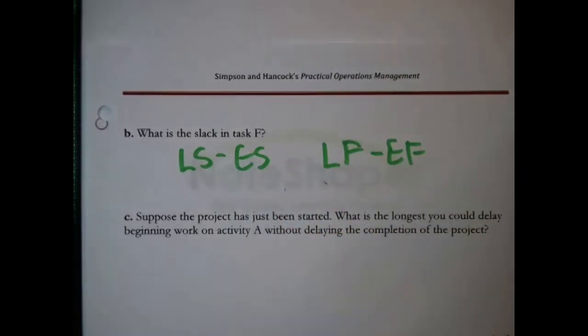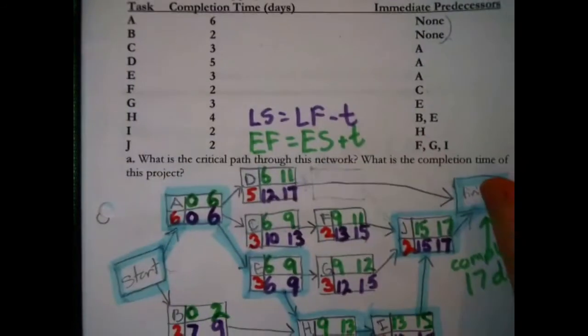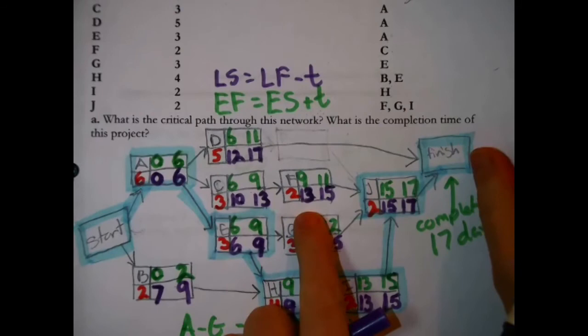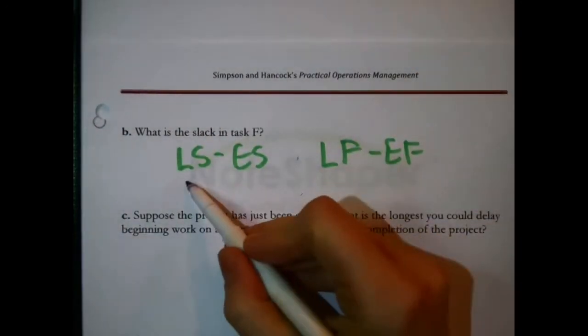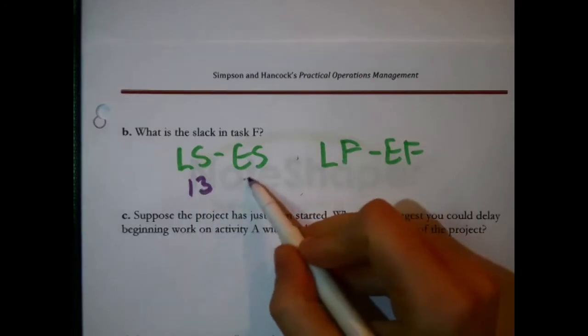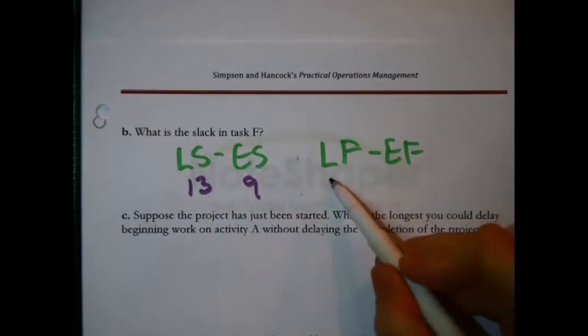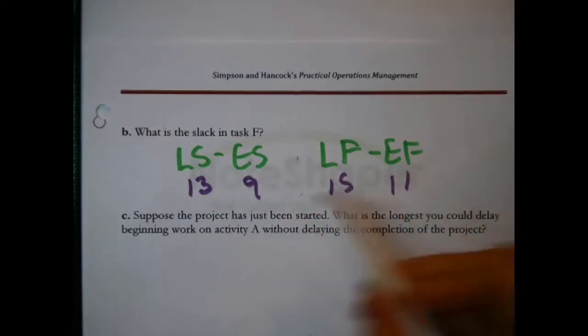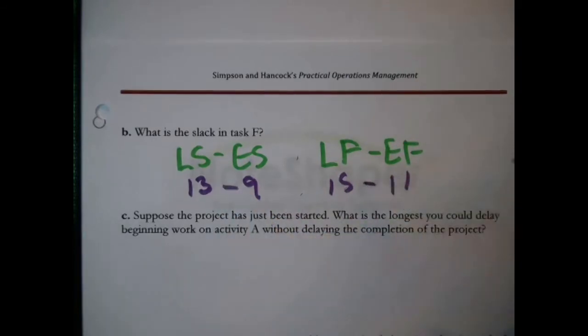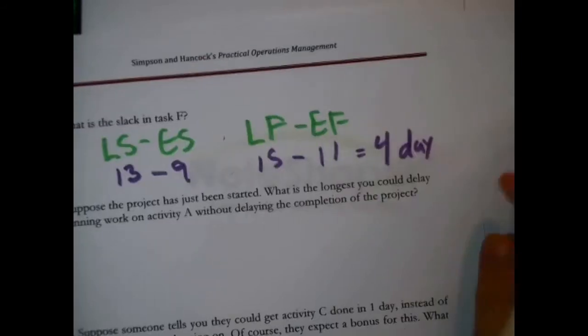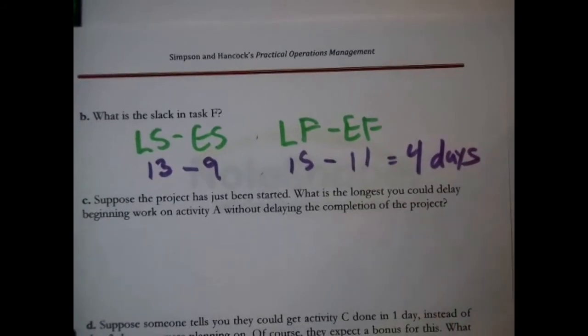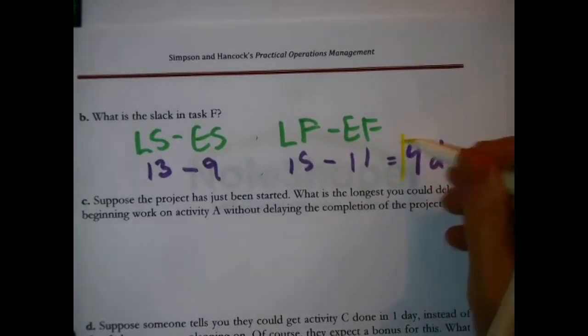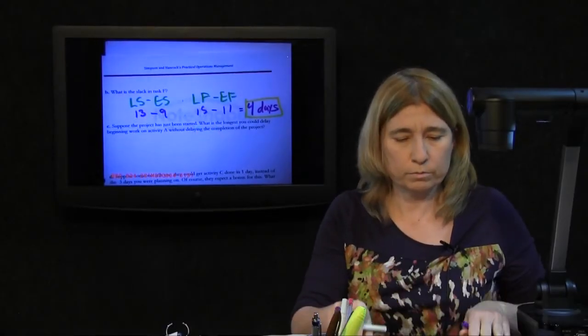Let's just go back to my work. Where's F? F's right there. Late start time 13, early start time is 9. Late finish time is 15, early finish time is 11. Do the subtraction in both cases and we get 4. There's your answer. The slack in activity F is 4 days. All right, and that one's done.